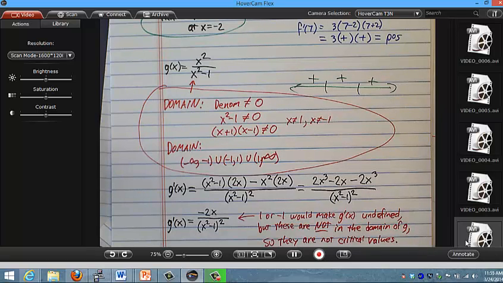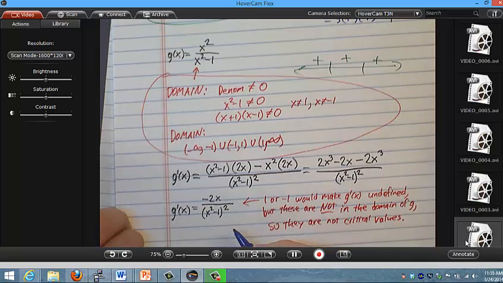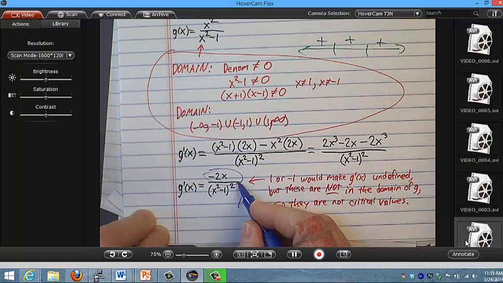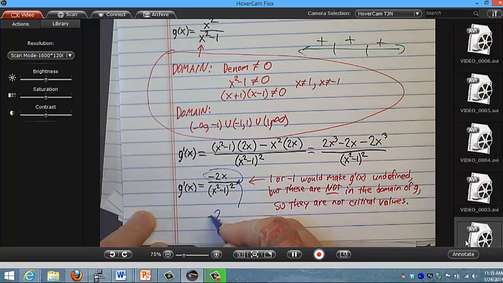Now, is there any way to make g prime of x equal to 0? How do you make a fraction equal to 0? You make the numerator equal to 0. So basically, I look at that, and I say negative 2x has to equal 0. So x equals 0 is a critical value.